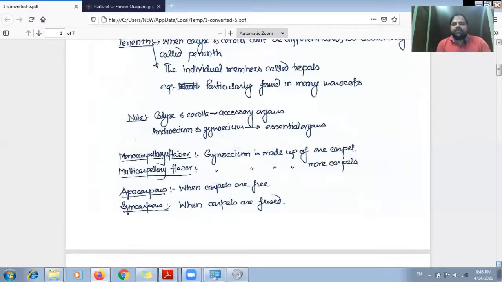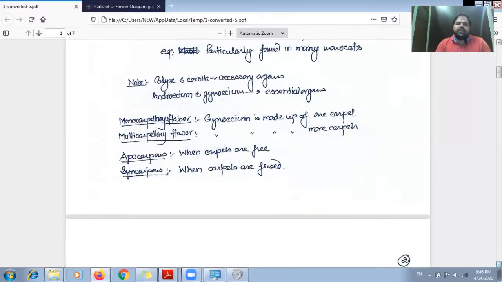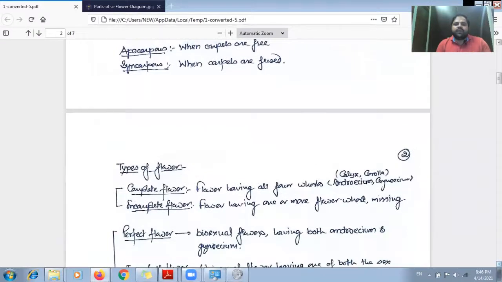So apocarpous are the kind of gynoecium in which the carpels are free, but in case of syncarpous, the carpels are fused together. So apo means free, syn means fused. So in case of apocarpous, the carpels are free, but in case of syncarpous, the carpels will be fused. So there is a wide variation in the structure and the arrangement of the whorls of the flower. On the basis of that, there are several terms.